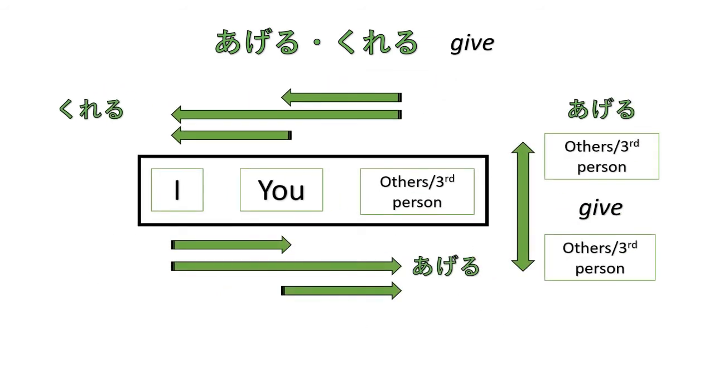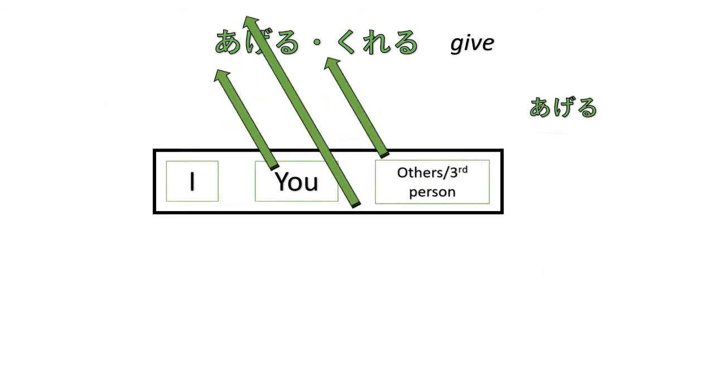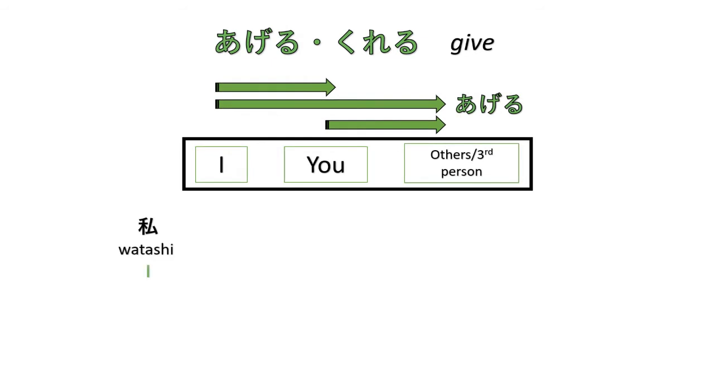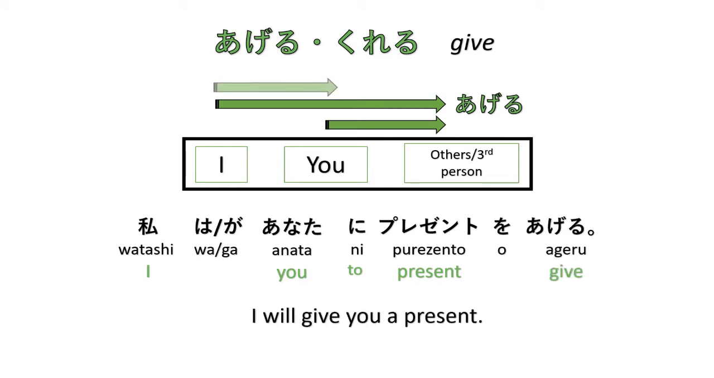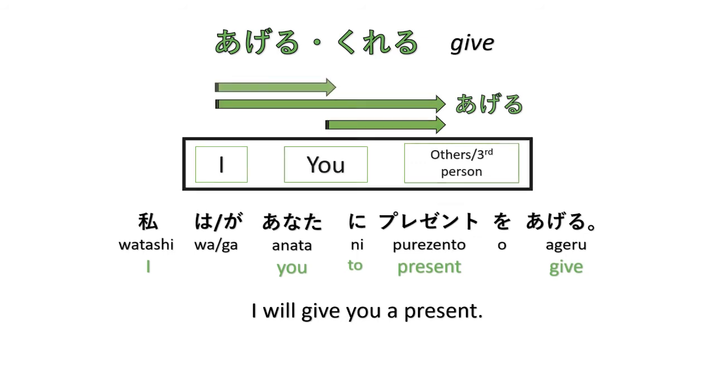All right. Now we're going to ageru. Watashi wa anata ni presento o ageru. I will give you a present. Here, the giver is me, and I will give it to you. So the arrow points from I to you, and therefore this is ageru or agemasu.